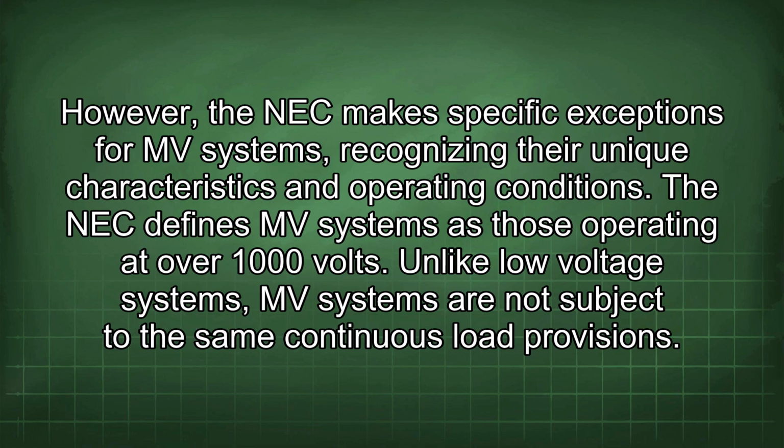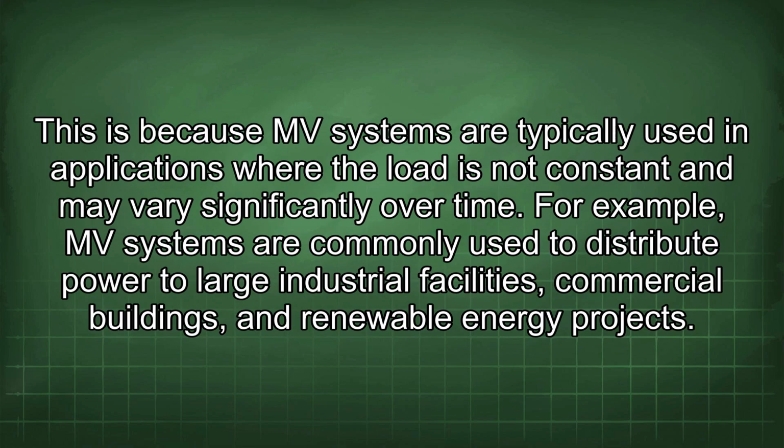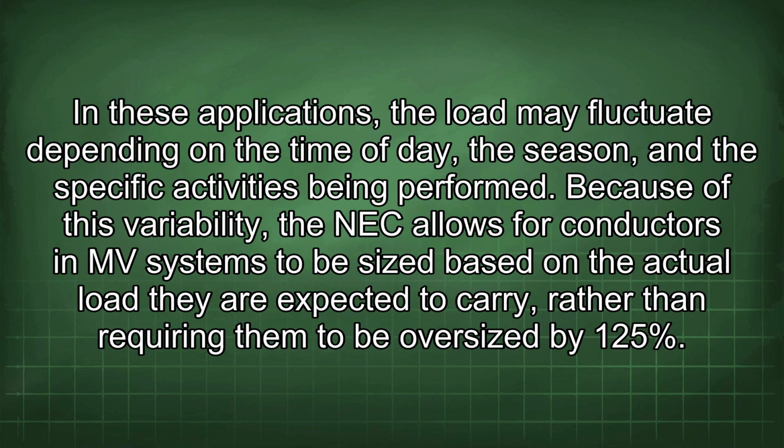The NEC defines MV systems as those operating at over 1000 volts. Unlike low-voltage systems, MV systems are not subject to the same continuous load provisions. This is because MV systems are typically used in applications where the load is not constant and may vary significantly over time. For example, MV systems are commonly used to distribute power to large industrial facilities, commercial buildings, and renewable energy projects. In these applications, the load may fluctuate depending on the time of day, the season, and the specific activities being performed.